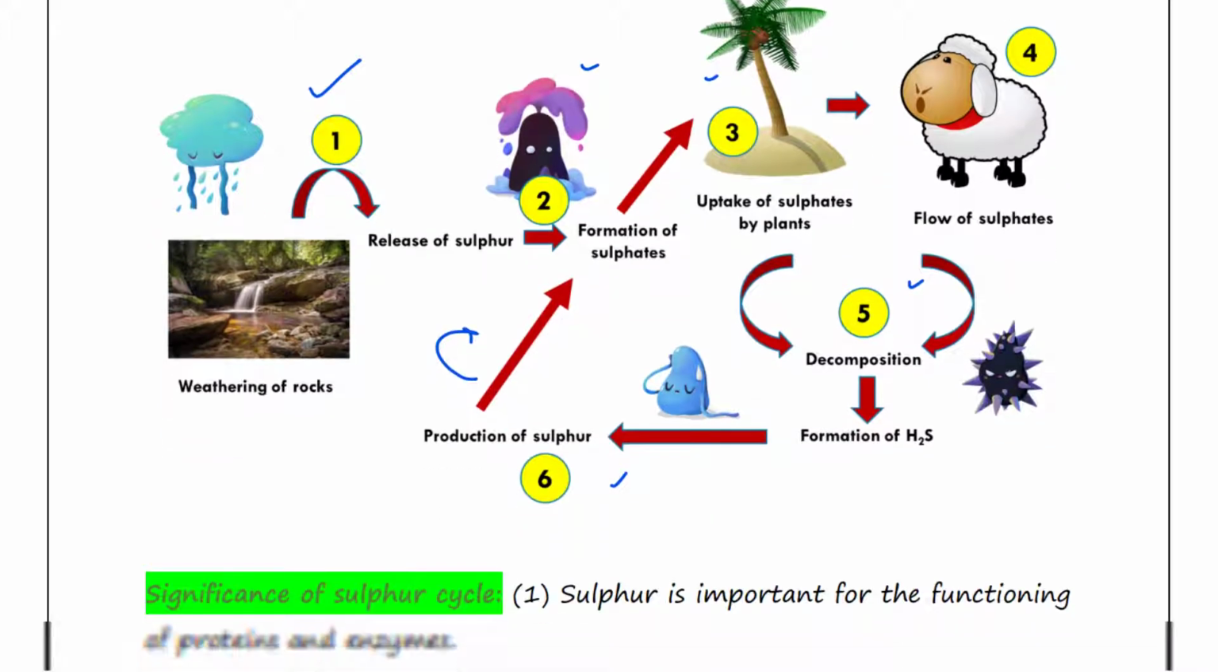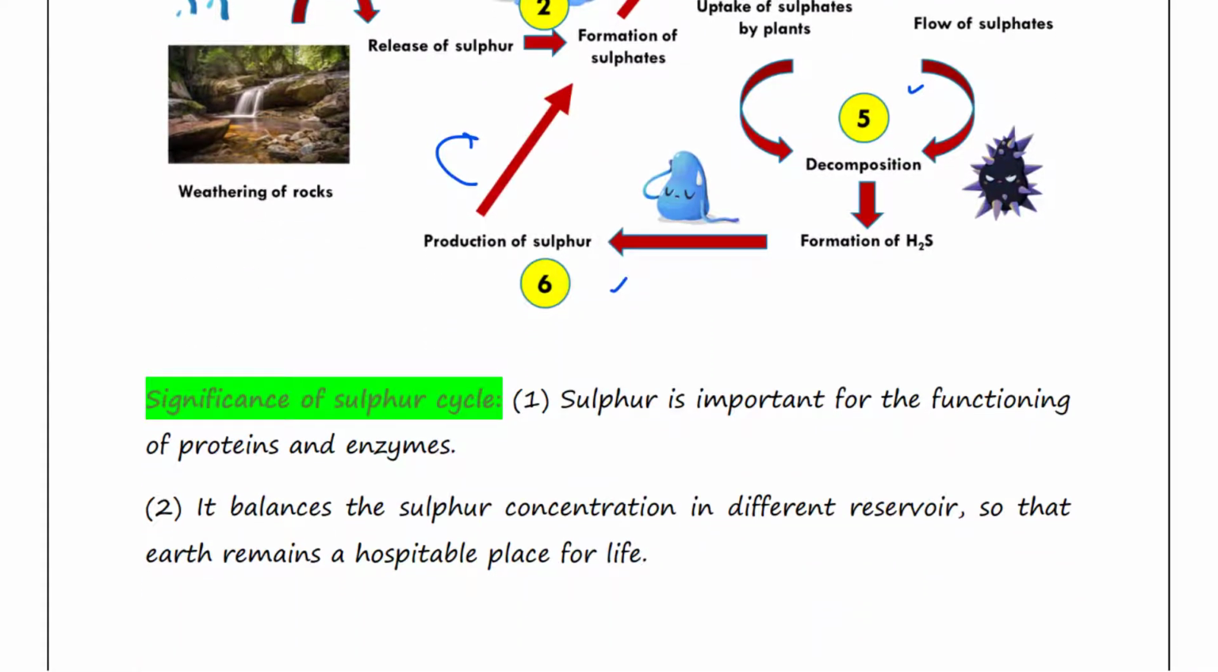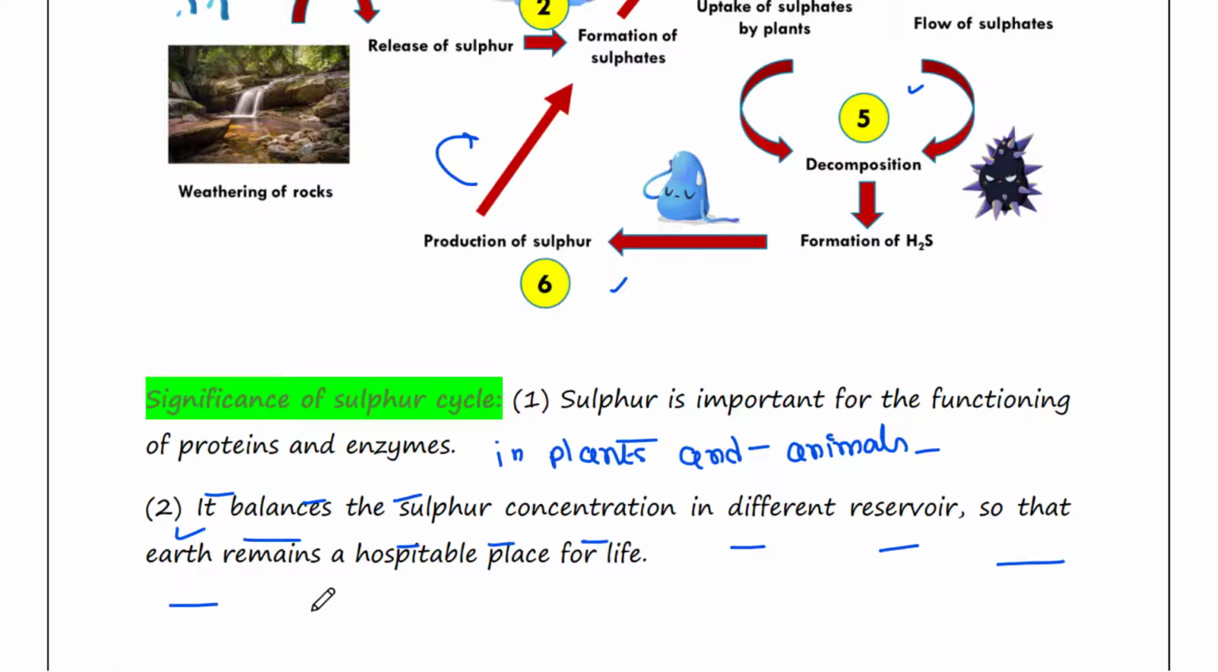Okay, let's talk about the significance of the sulfur cycle. Sulfur is important for the functioning of proteins and enzymes in plants and animals. And the sulfur cycle is essential since it balances the sulfur concentration in different reservoirs so that earth remains a hospitable place for life.